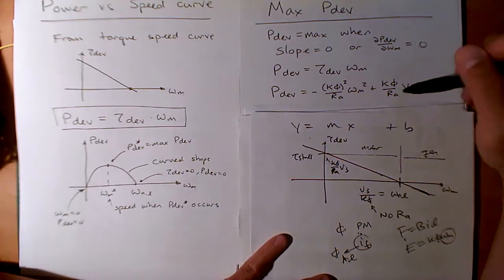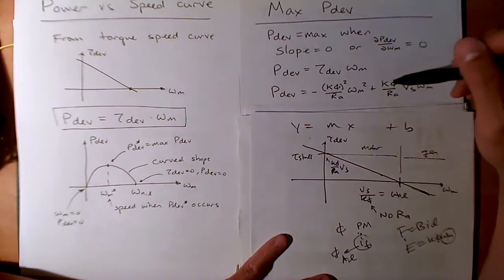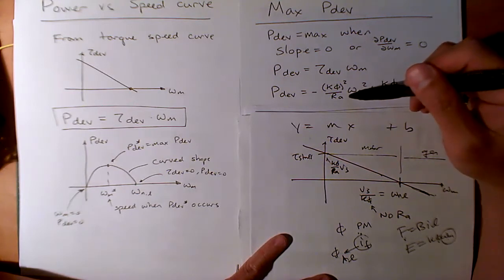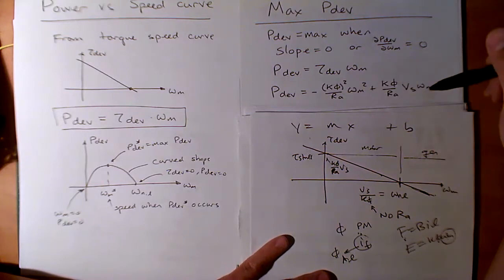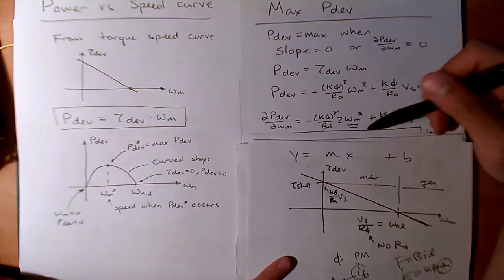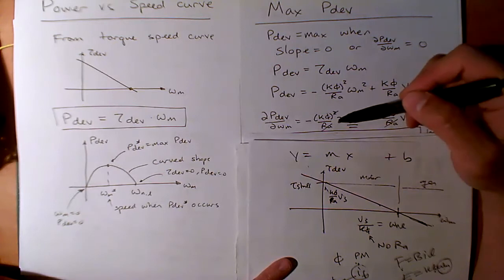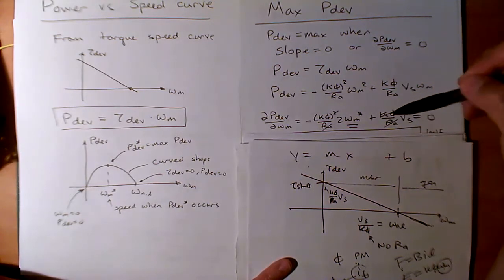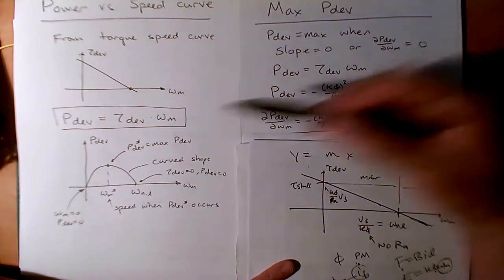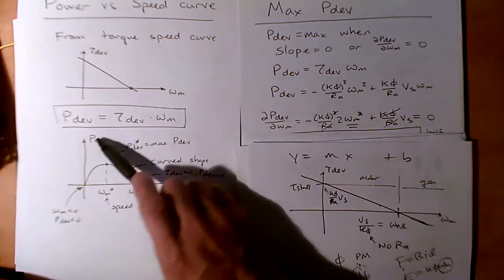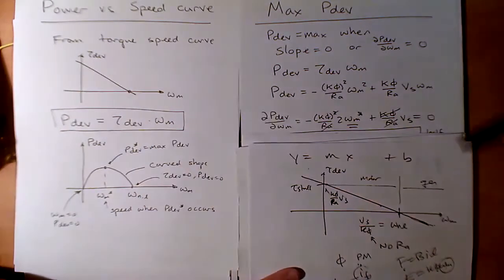Okay, take the derivative of this with respect to speed, and what do we get? Well, this one's easy. This is just k phi VS over RA. This one's actually pretty easy too, because it's minus k phi squared over RA times 2 omega m, right? Here the omega m goes away, here the omega m stays. The derivative with respect to speed is minus k phi squared over RA times 2 times the speed plus k phi over RA times VS, set equal to 0. Now, if I set it equal to 0, that's trying to solve for when the slope is flat, right? What's the line where the slope is flat? That's here.